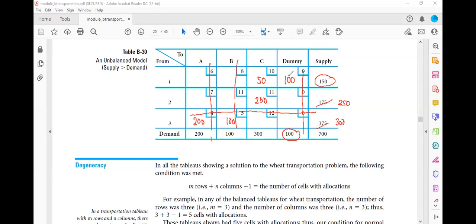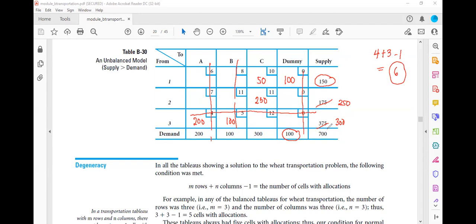But if you count the number of cells with content, there are only 5. Eh, ang number of columns natin, 4. Ang number ng rows natin, 3. So pag nag-minus 1 ka, dapat 6 ang may laman. So why did that happen? Kasi nga when we allocated 100 to cell 3B, we canceled out the second column and at the same time we canceled out the third row.